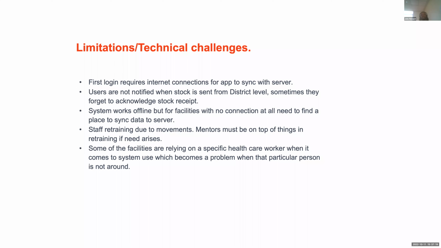currently, whenever stock is sent from the regional level to or from the district facility level, users are not getting any notification. So sometimes they miss out if they have stock in the system. The other thing is the system works offline, but for facilities that do not have a connection, you need to find a place where you can synchronize data, either the district or any place where you can synchronize data.